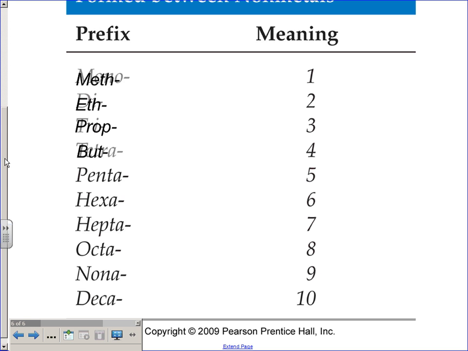So when we go to organic molecule naming, it's meth, eth, prop, but. And then the rest is the same as it's always been, penta, hexa, hepta, octa, and so on. So remember, it's really the beginning that's new. If you know those, you'll be able to answer some questions on the test.